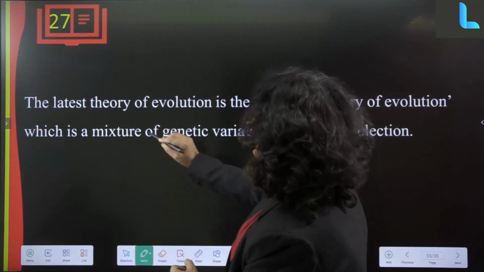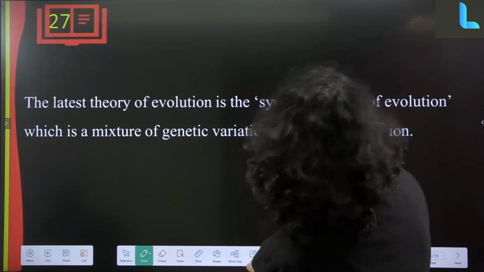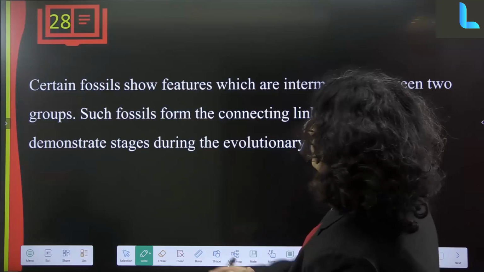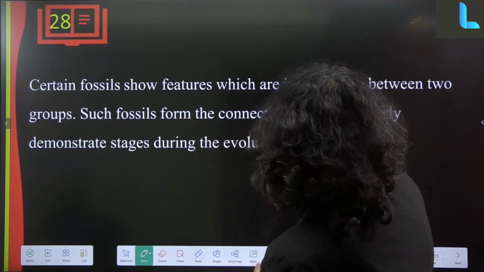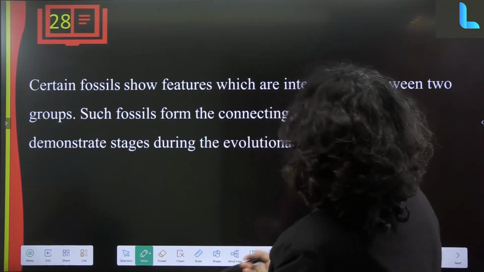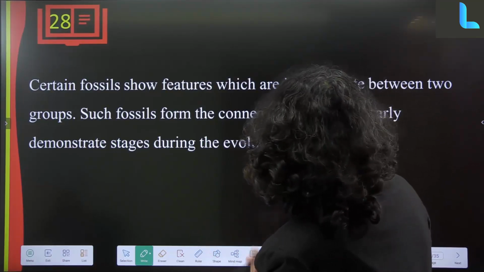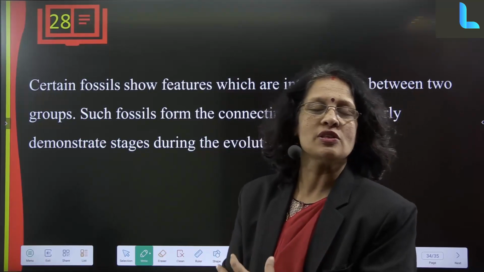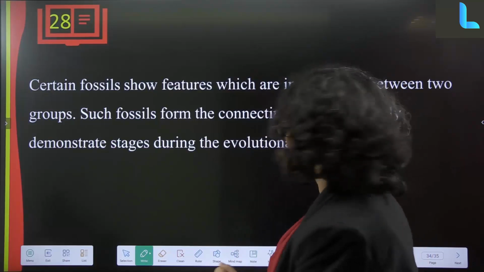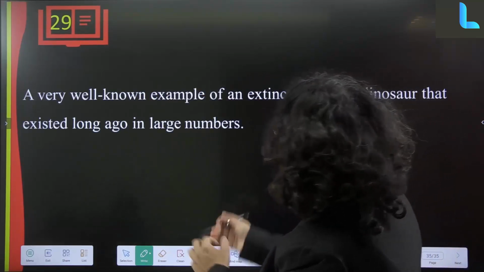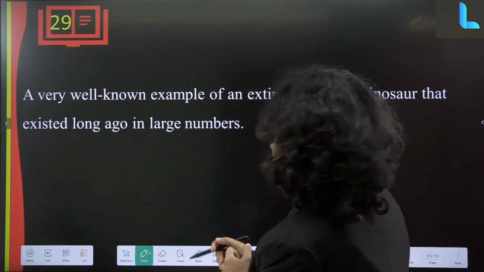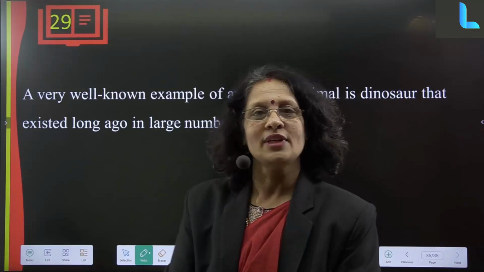Then the latest theory of evolution is the synthetic theory of evolution, which is a mixture of genetic variation and natural selection. Certain fossils show features which are intermediate between two groups, like fossils forming connecting links, and clearly demonstrate stages during the evolutionary process. Like we have seen just now one example showing the link between reptilian and avian species. Then a very well known example of an extinct animal is the dinosaur that existed long ago in large numbers. Okay. Thank you.